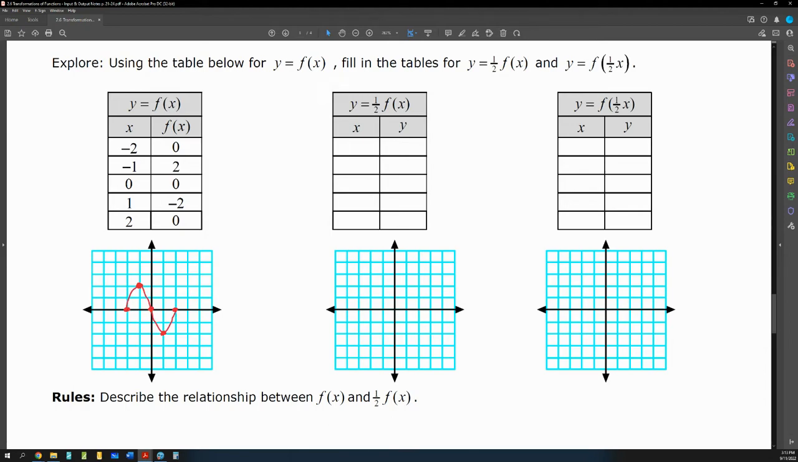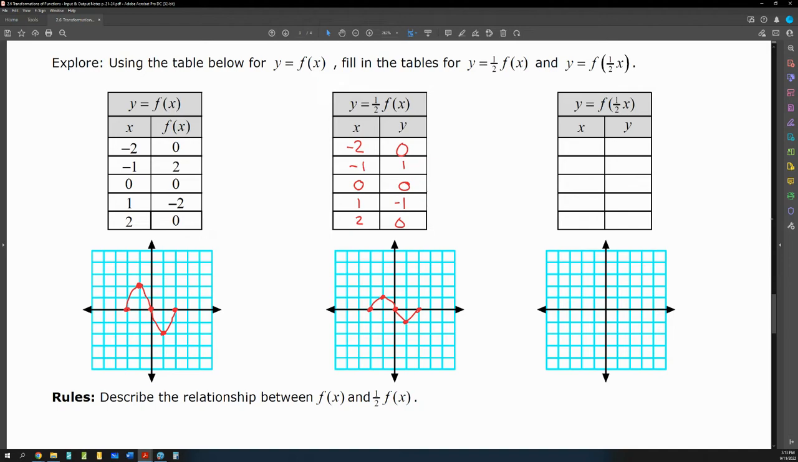Okay. Now, when we multiply our function outputs by 1/2, we take all of these values and we divide them by 2. So now we have -2, 0. We have -1, 1, 0, 0, 1, -1, and then 2, 0. So graphing this, we have -2, 0, -1, 1, 0, 0, 1, -1, and 2, 0.